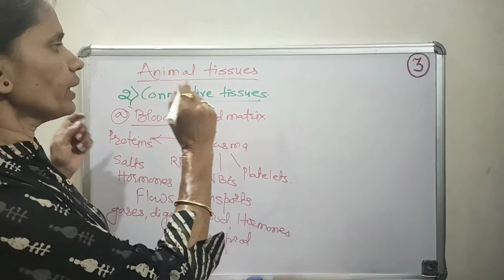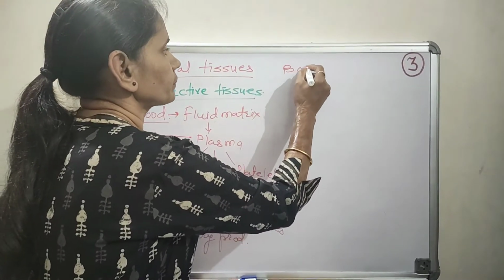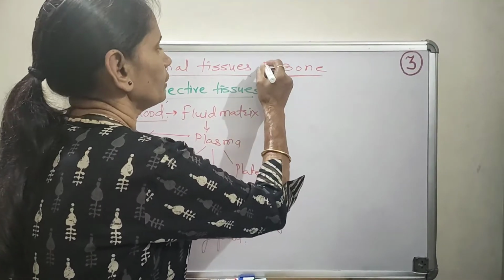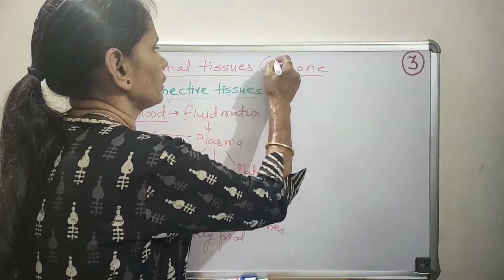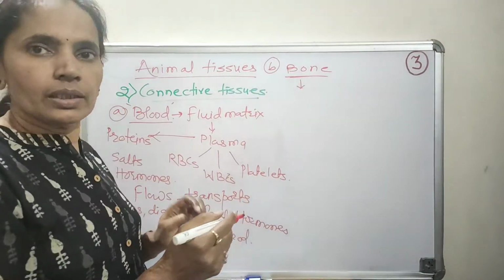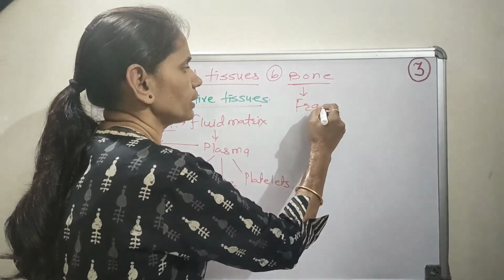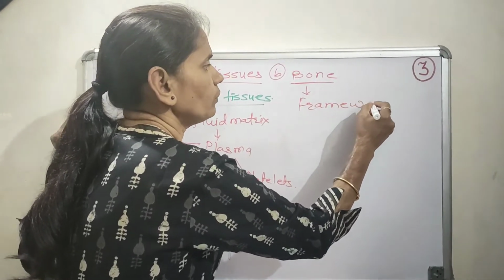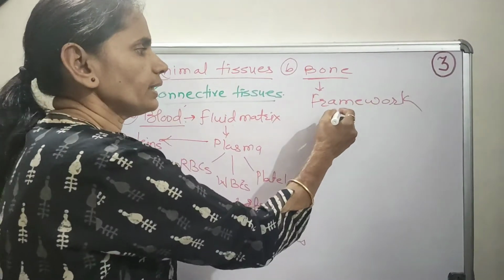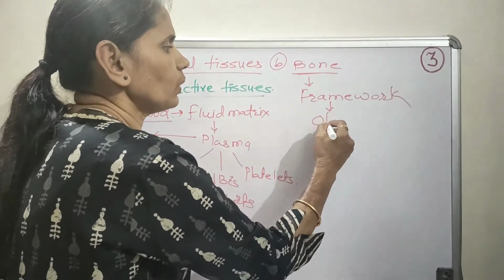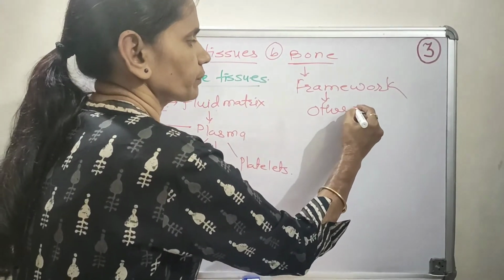Another example of connective tissue is bone. Bone gives support to the body as it forms a framework. Overall, the bone forms a framework that supports other organs of the body.